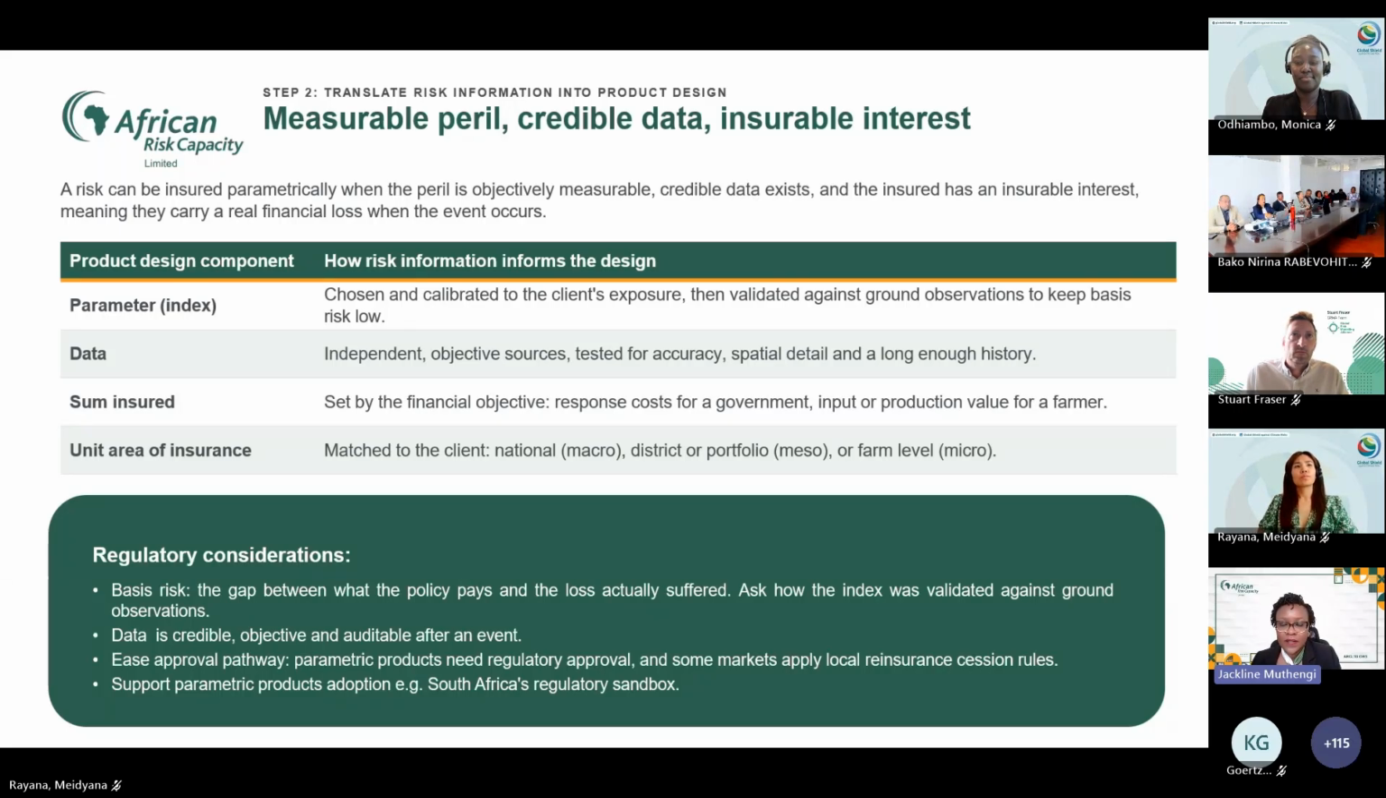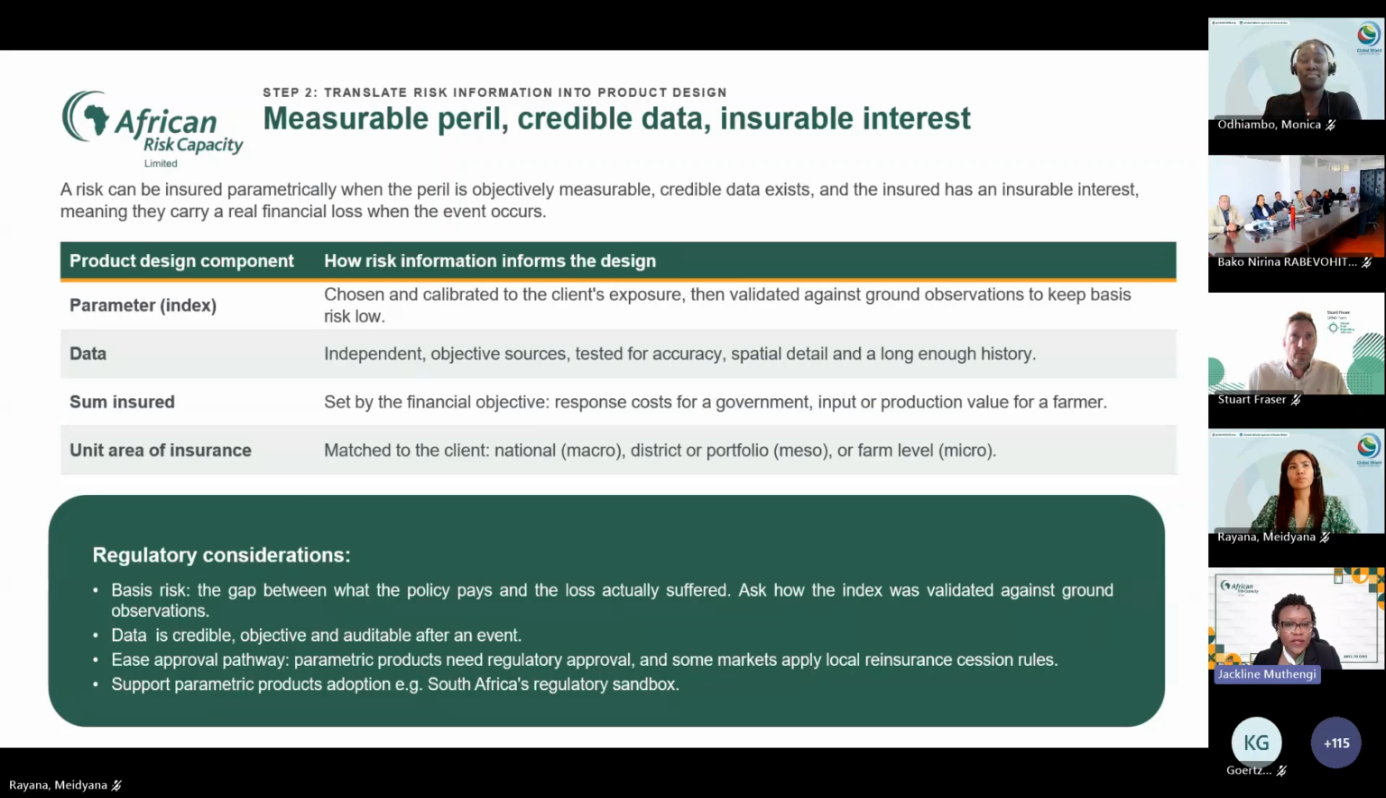The second thing is to look at the data. Unlike indemnity insurance, your car insurance and the rest, you don't send loss assessors to the ground. You use the index data as is to trigger. So even if you see there's no drought on the ground, or tropical cyclone, and the index has stated that you have to trigger, you will have to trigger. That means you have to be very careful about the type of data you use. Garbage in, garbage out. When you're looking at data, you have to ensure it's independent, objective, tested for accuracy, long enough to ensure you can price and not have crazy loadings, and granular enough to match the type of insurance that you want to design.